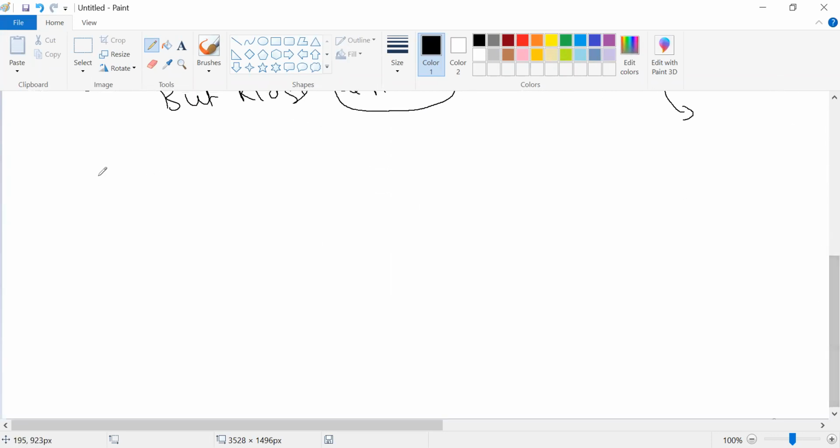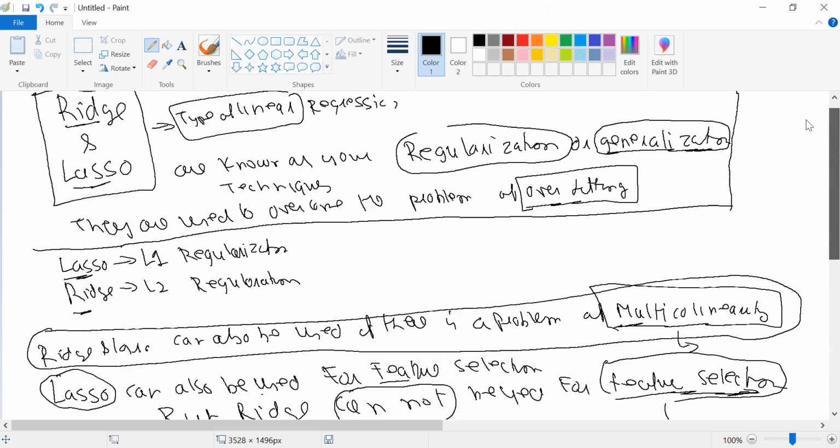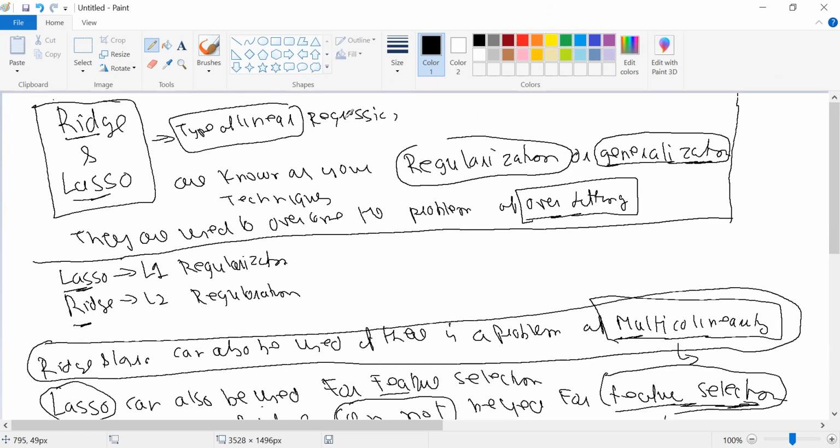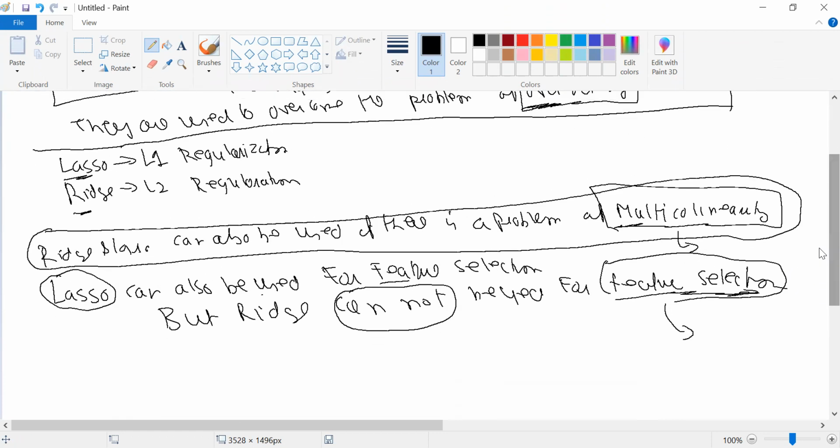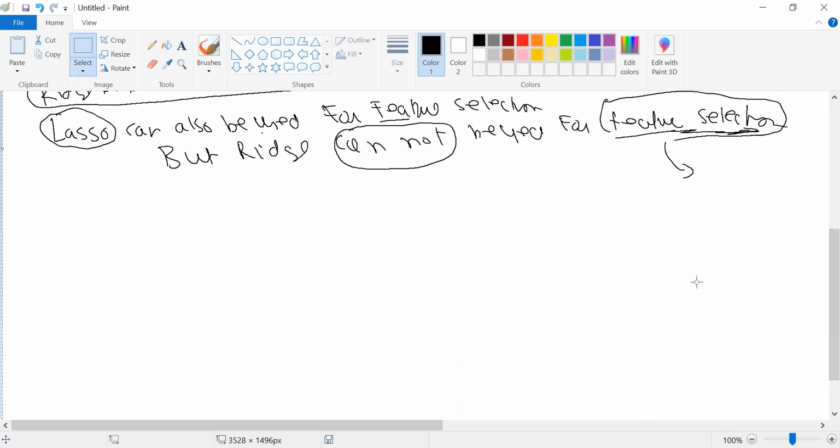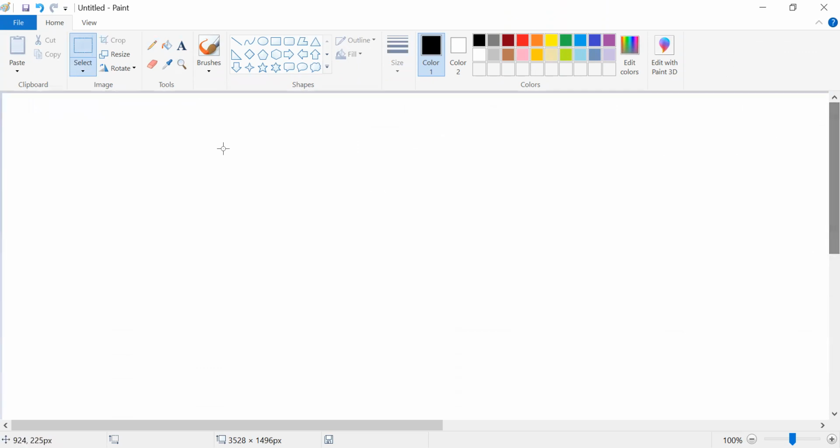Yes. So later on we will see. But as of now, let's enter into this territory. See the main use of Ridge and Lasso. Ridge and Lasso are, please remember, regularization or generalization techniques. They are used to overcome the problem of overfitting. Now let's see how Ridge and Lasso are used to overcome the problem of overfitting and how do they actually work.